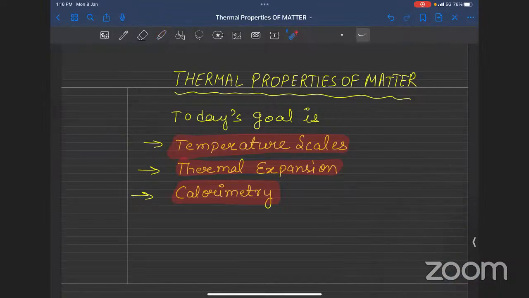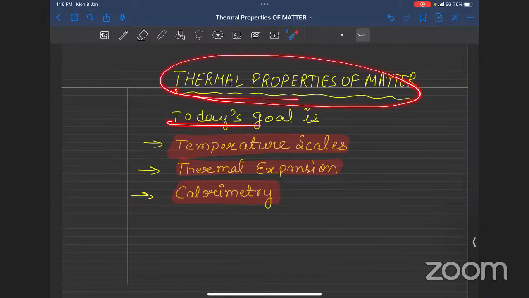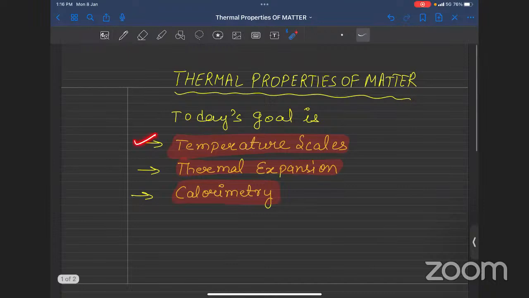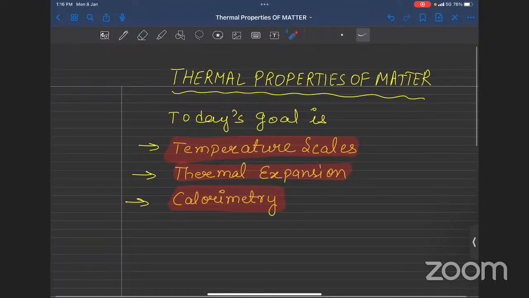So this is the chapter, thermal expansion and properties of matter. This is our today's goal. At first, we'll be understanding about temperature and scales, temperature scales, thermal expansion, and calorimetry.